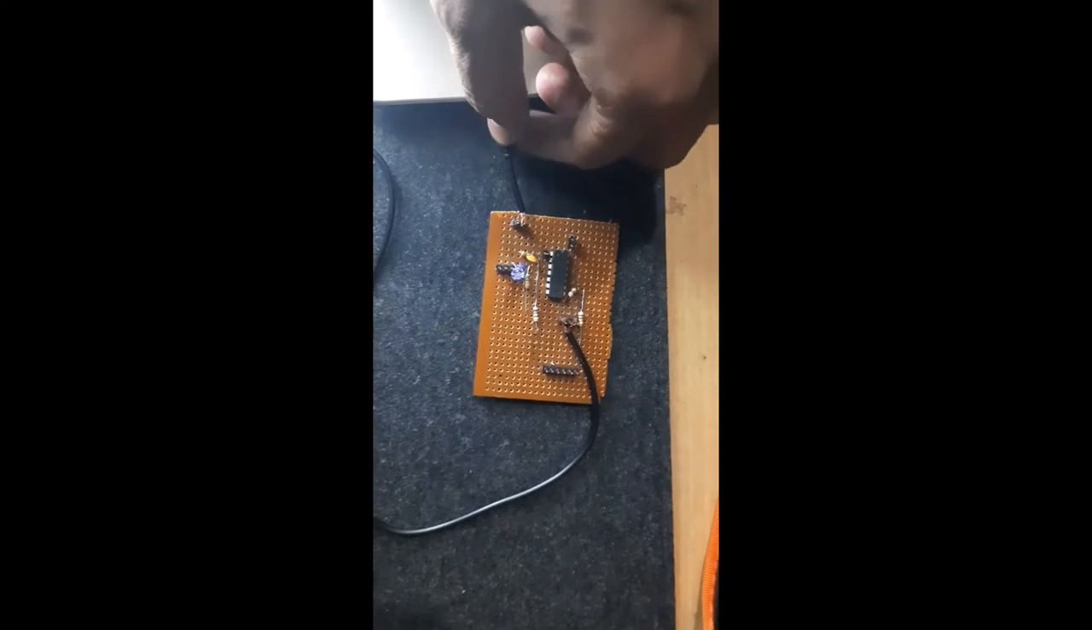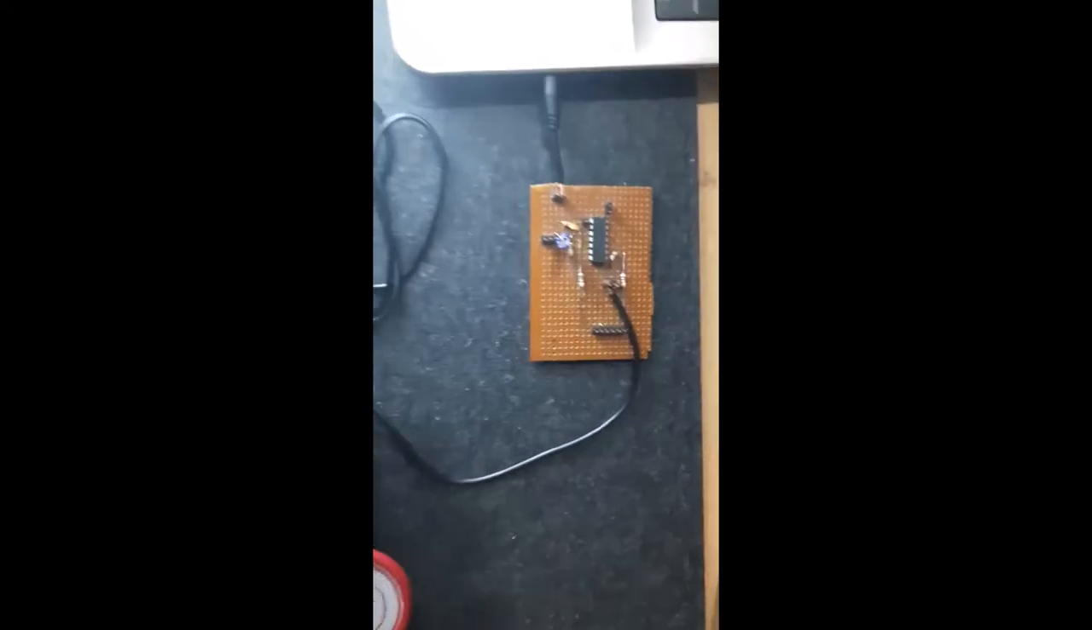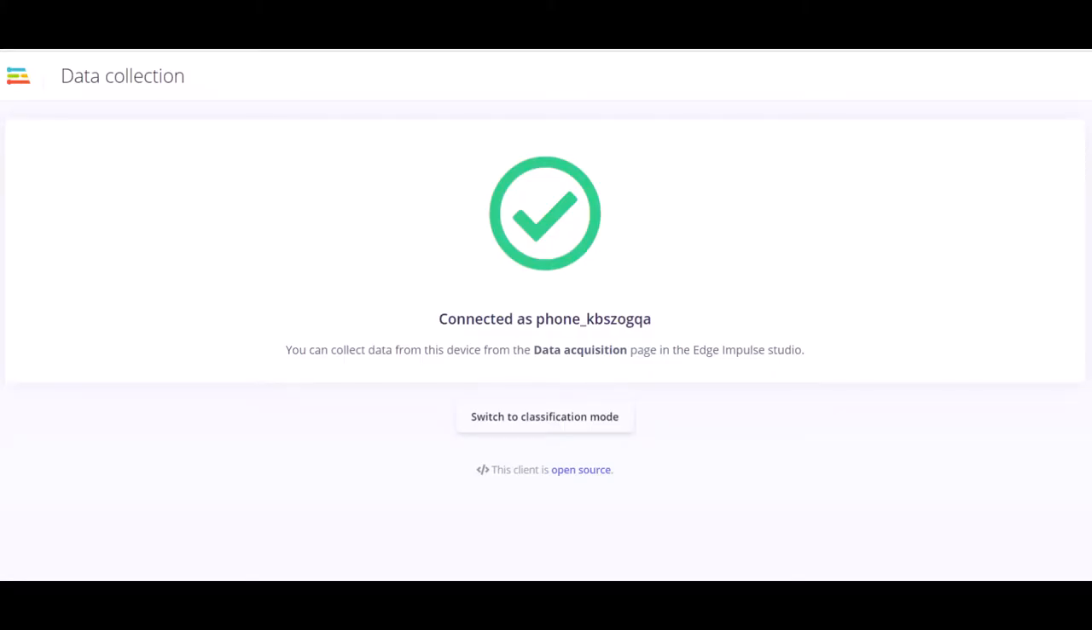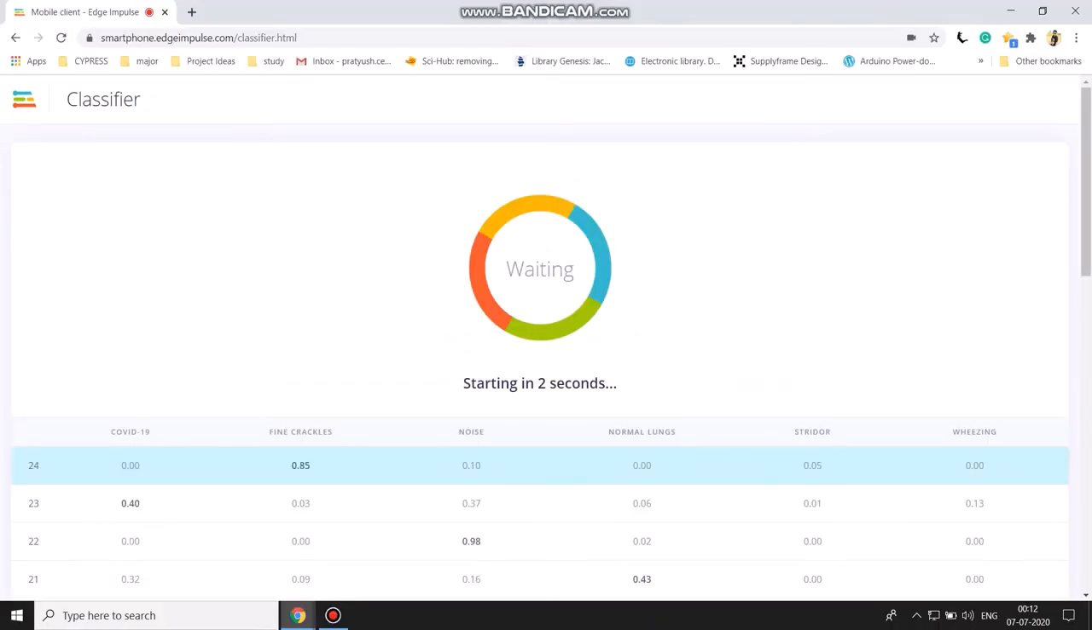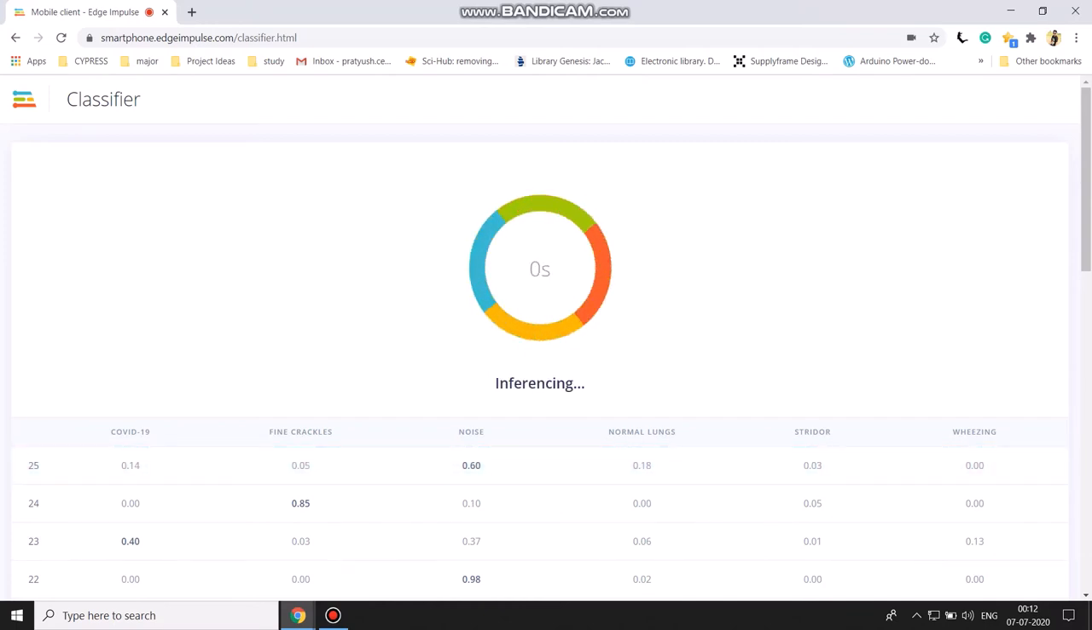So this is the appropriate area to put the stethoscope and hold it firmly so that we could collect sample data. So now we have switched to the classification tab, and I'm gonna place the stethoscope on my chest so that the model could recognize if my lungs are functioning properly or not.